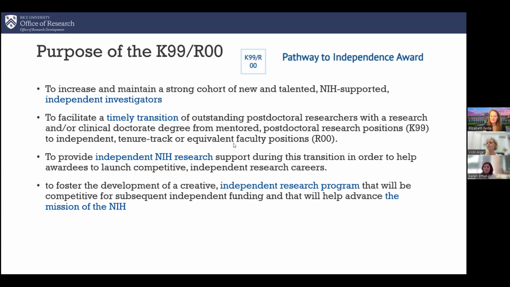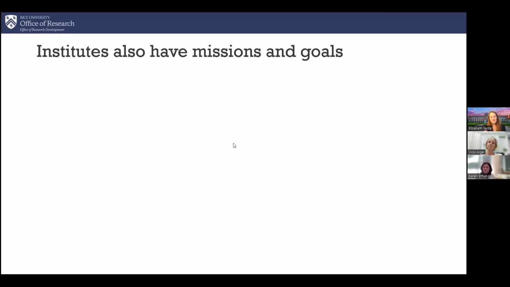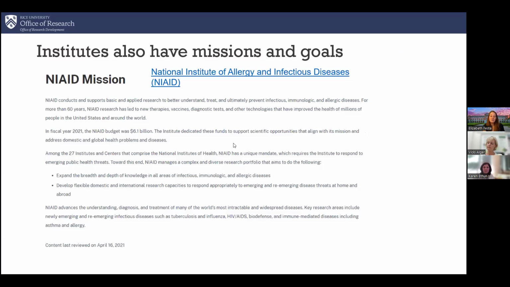When you apply to the K99, you're also applying to a particular institute. And the institutes themselves have missions and goals. So it's just one example. I pulled the National Institute of Allergy and Infectious Diseases mission. I know that's super tiny there, but you can get the mission statement. And I encourage you to add those to your checklist too, so that you have all of these different missions in mind as you're proceeding with the writing process.